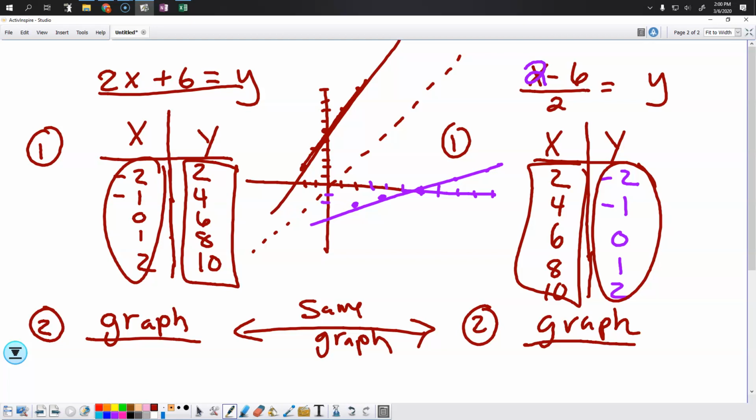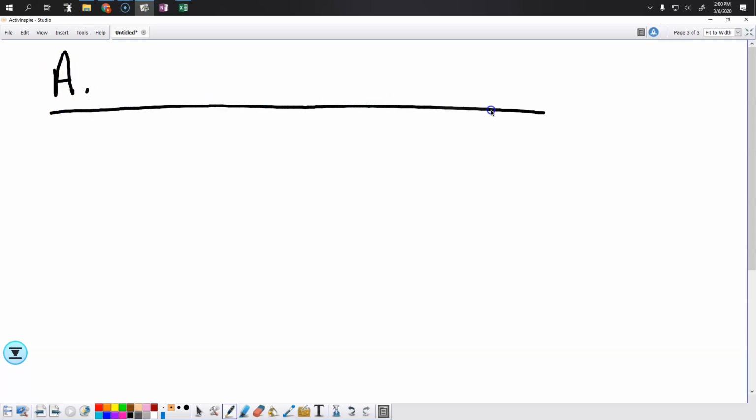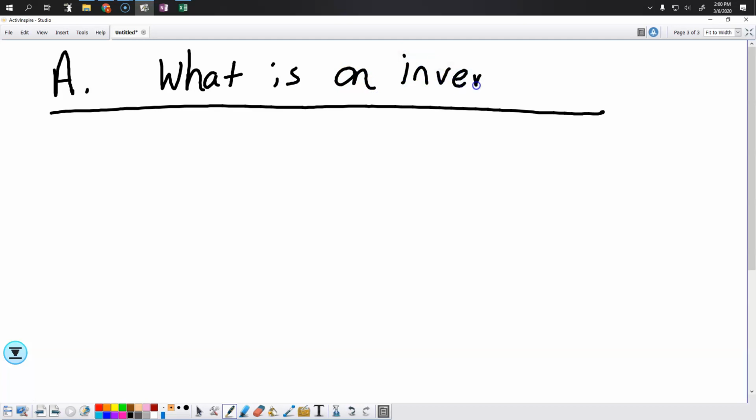Well, they would keep going, so they would cross and make an x eventually, right? All right, so that's that. So let's go ahead and start off with our part A here, which is: What is an inverse function?